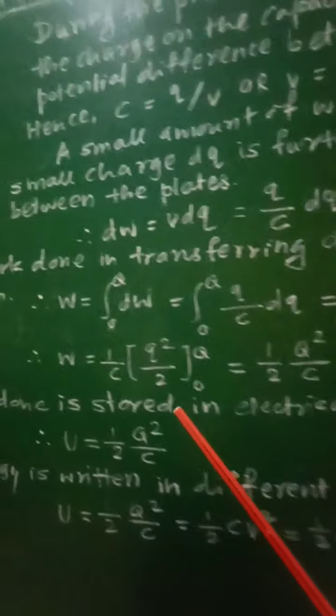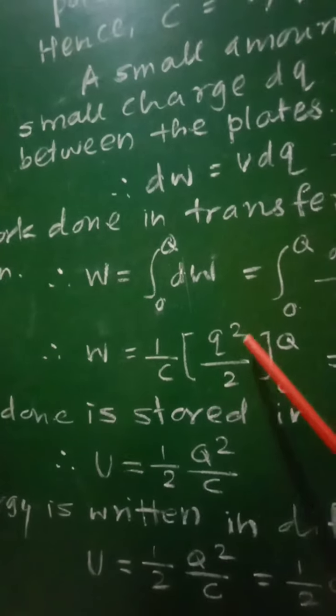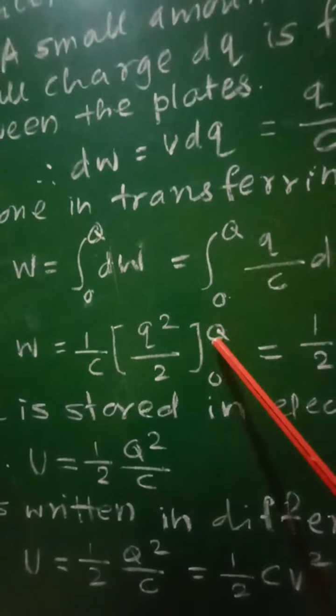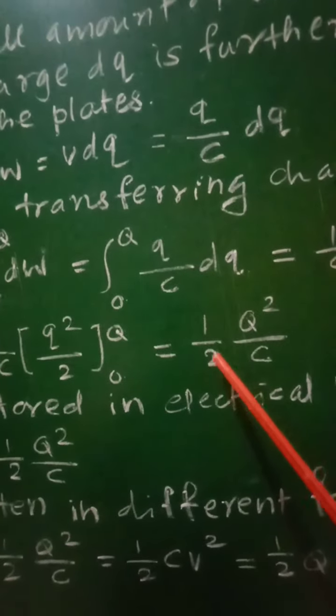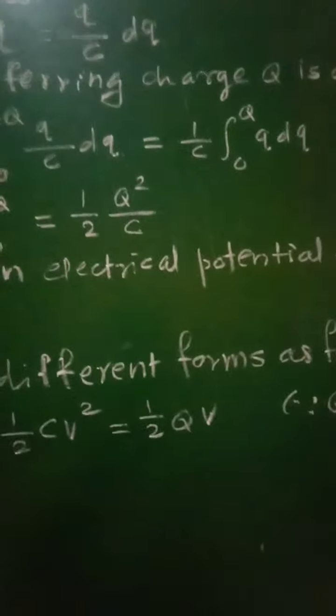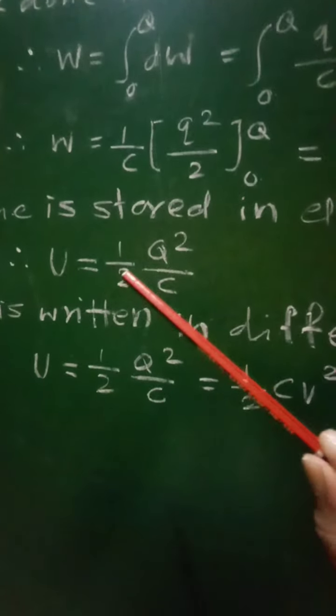But the integration of q dq is q square by 2, and therefore W is equal to 1 by c into q square by 2 from 0 to Q. Putting the upper and lower limit of this integration, we will get W is equal to half Q square by C. Now this work done is stored in the form of electrical potential energy, that is the electrostatic potential energy in that capacitor, and therefore this electrostatic potential energy U is equal to half Q square by C. This will be the energy stored in the capacitor.